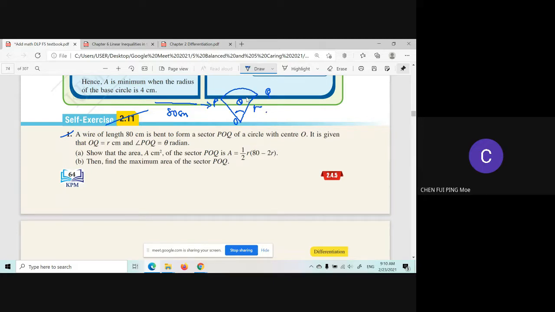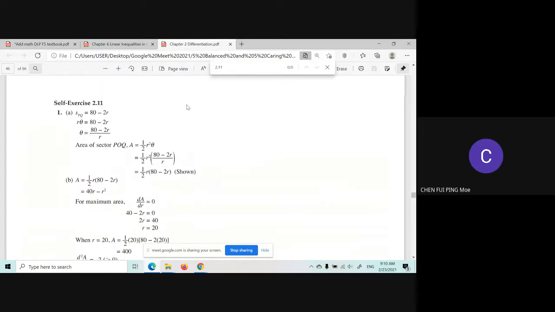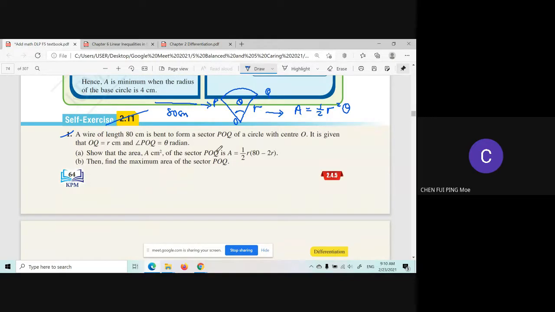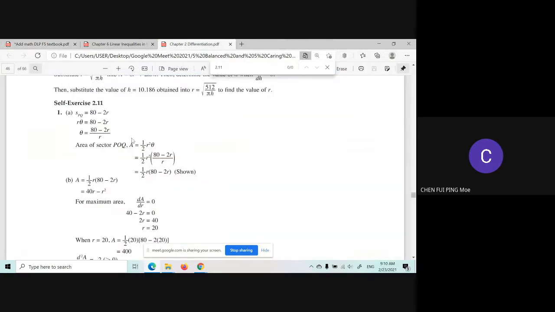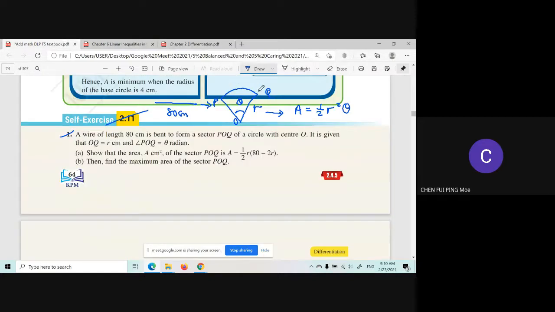So how do you show the area of the sector is this? If you look at this diagram, the area of a sector formula is 1/2 r squared theta, right? Correct. But the question asks you to show the area in terms of A and r only, meaning that theta you need to substitute. So before applying this, go and find theta first.